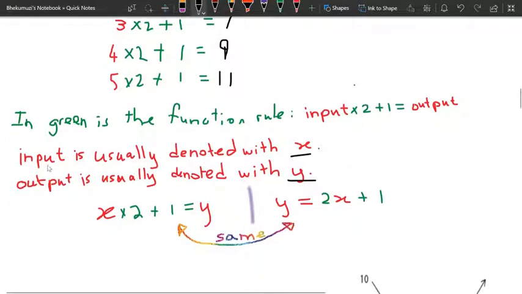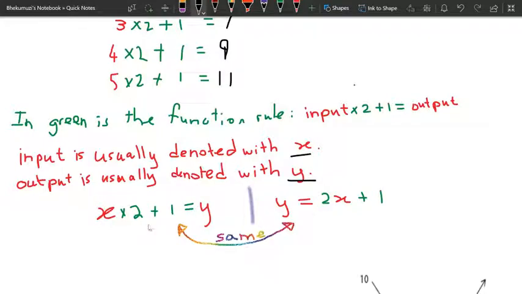So the input, we like to denote with X and the output with Y. So if we replace the input, this part here where we say input, with X, then it would be X times 2 plus 1 is equal to Y, which is the output. But this is the same as writing it as Y is equal to 2X plus 1. So you must notice that.